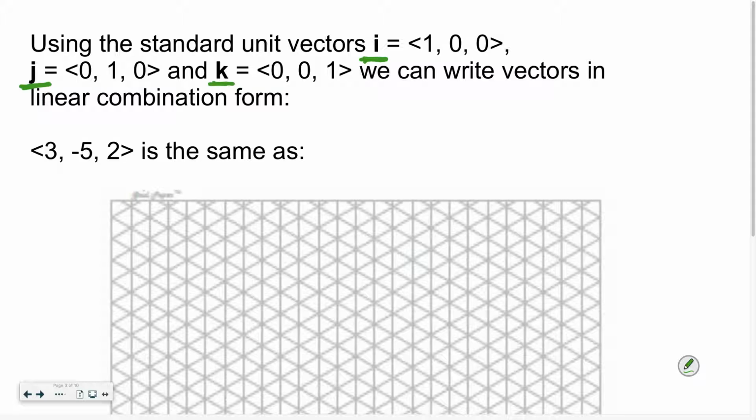All right. So the vector 3, negative 5, 2 would be the same as 3i minus 5j plus 2k.